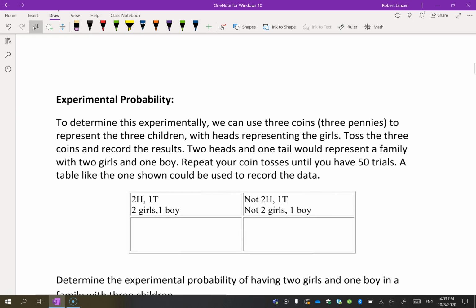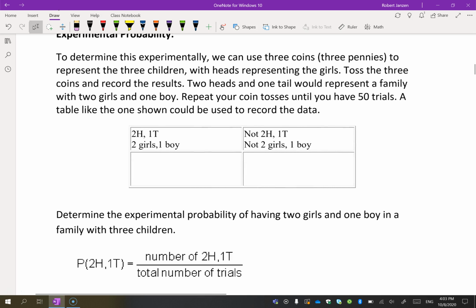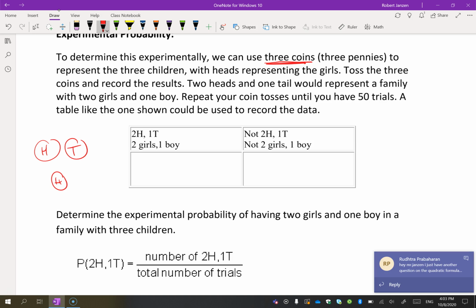Okay, so now let's get into experimental probability. I would like you to try an experiment. Now everybody's going to have different answers here, so the notes are going to be a little tricky. But what you're going to do is use 3 coins, 3 pennies, dimes, nickels, or whatever, to represent the 3 children, with heads representing the girls. So if 2 turn out heads and 1 turns out tails, this would represent 2 girls and 1 boy.